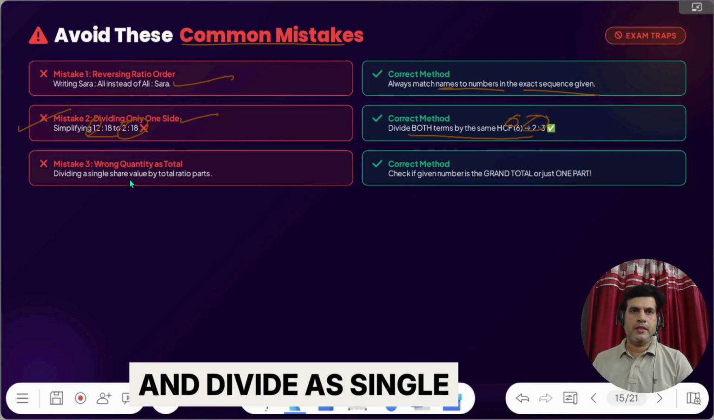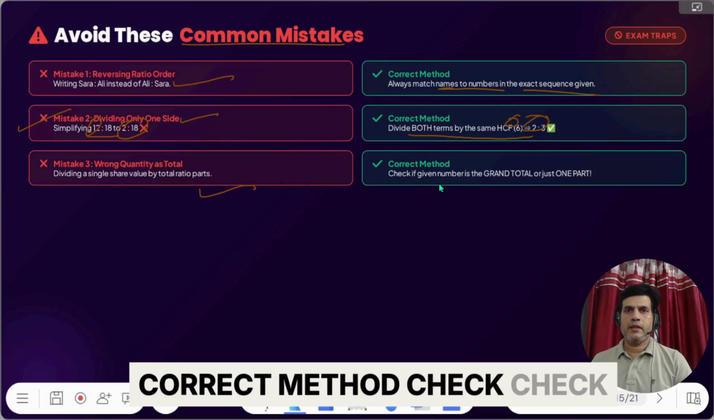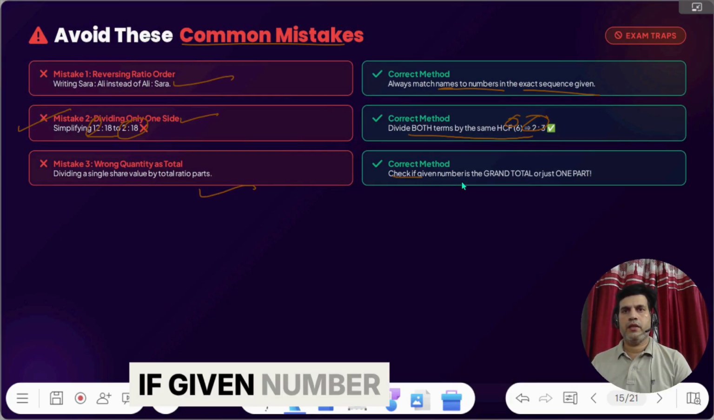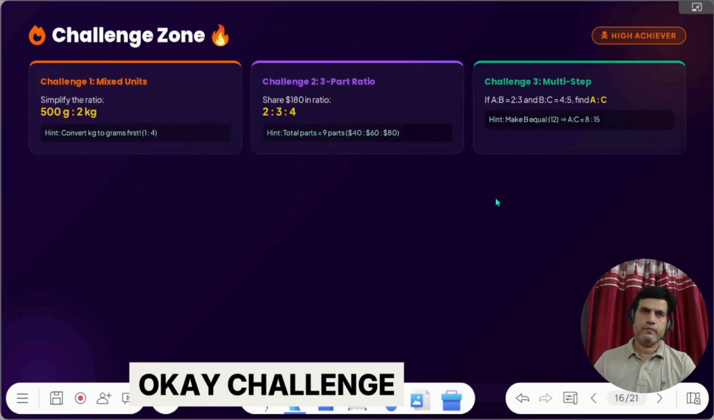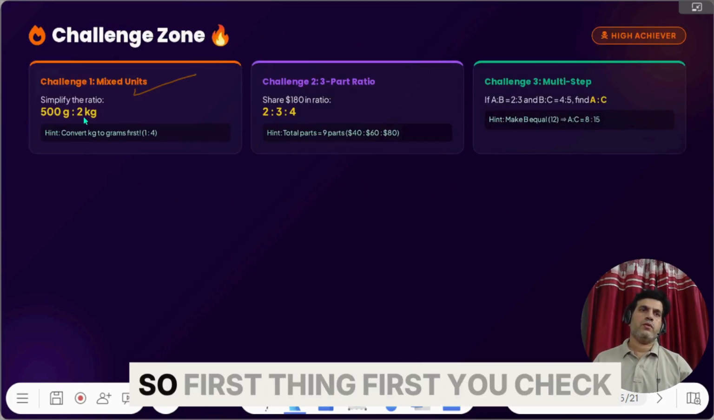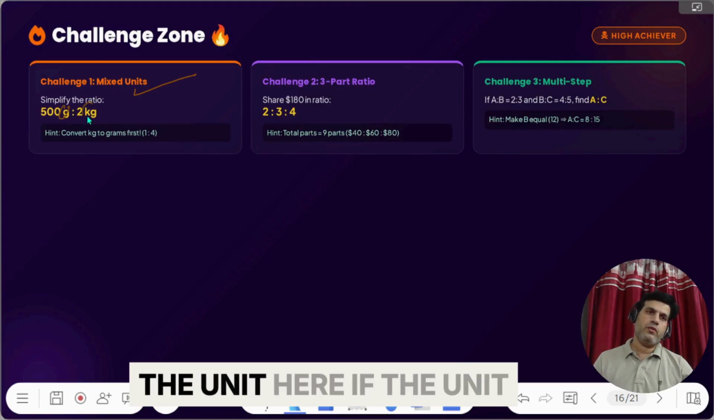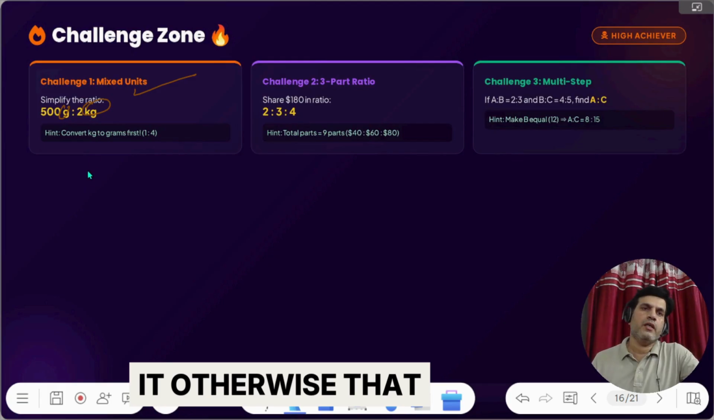Divide a single share value by the total ratio parts. So the correct method is to check if the given number is a grand total or just one part. Okay. Challenge zone, you have to just find the numbers. So first thing first, you check the unit here. If the unit is the same, then you can simplify it, otherwise that will be wrong.